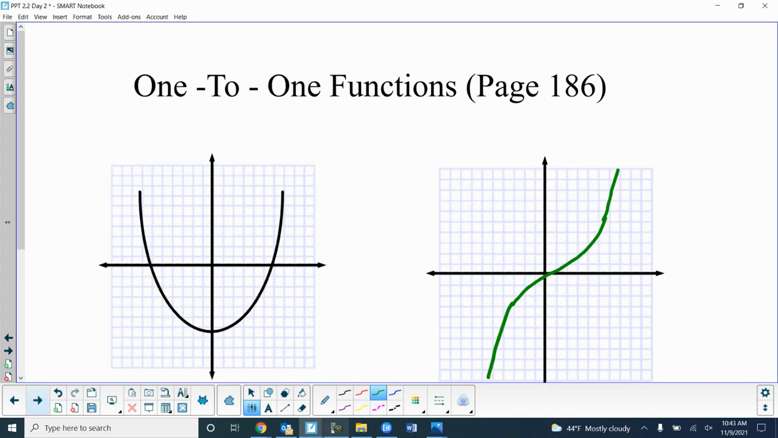All right, last thing for today. Functions, what did we say? Every X has one and only one Y. If it is a one-to-one function, so every X has one and only one Y, and also every Y has one and only one X. So it has to pass the vertical line test and the horizontal line test to be a one-to-one function, right?